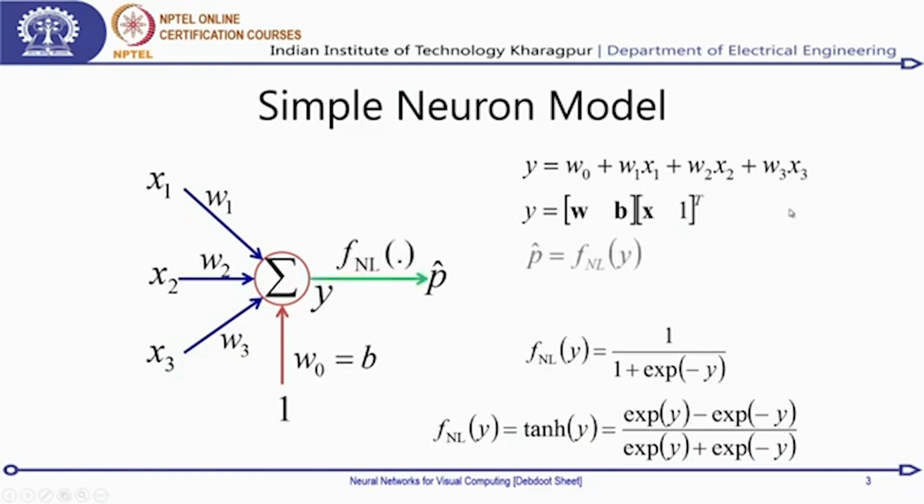Now, once I have that, I can relate this y to my predicted class label in terms of some sort of a nonlinear function, say FNL. Now, this FNL can have different forms. Some common forms are like this. The first one is also called a sigmoid form of nonlinearity. The second one is called the tan hyperbolic form of nonlinearity.